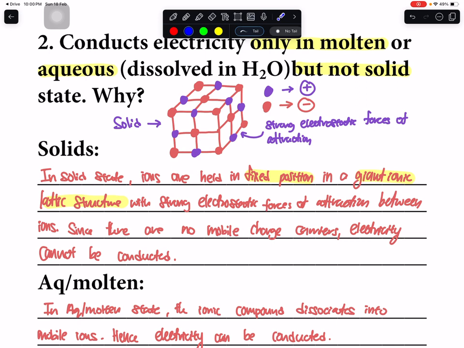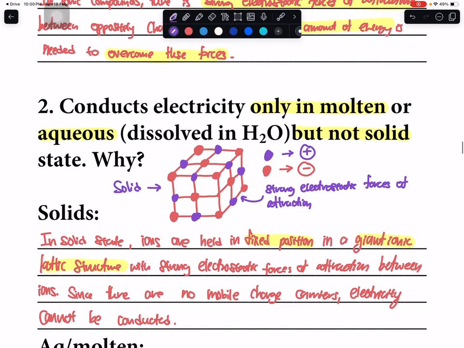For ionic, because it's made out of plus and minus ions, we will alternate between the positive and negative ions in this structure. You'll realize that between this plus and minus structure, there will be strong electrostatic forces of attraction, and this is what keeps them in place, and the ions will be unable to travel. So if they are unable to travel, we will not be able to conduct electricity. So why is that the case?